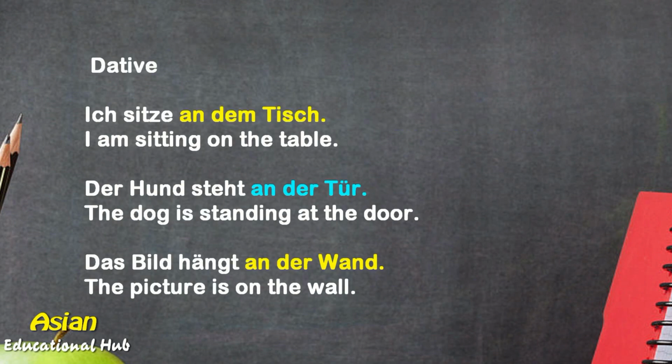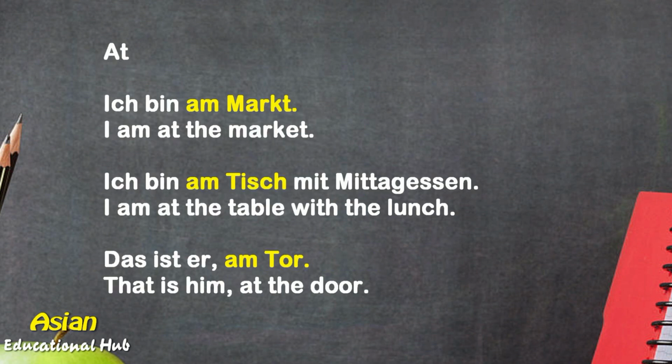In dative, ich sitze an dem Tisch. I am sitting at the table because there is no change of position. I am sitting there. Der Hund steht an der Tür. The dog is standing at the door. Das Bild hängt an der Wand. The picture is on the wall. Its meaning is at also. Ich bin am Markt. I am at the market.